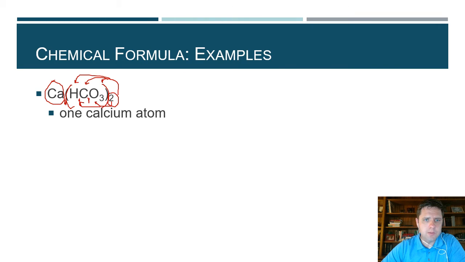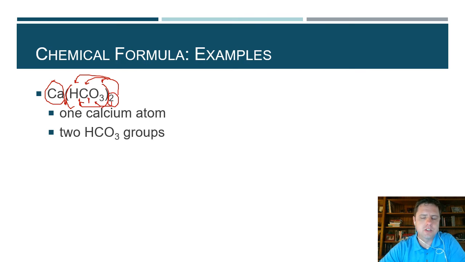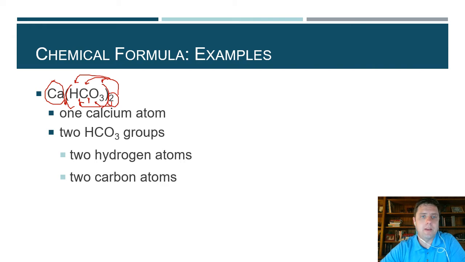So when we do that, we have 2 times 1, and we get 2 HCO3 groups, which means we have 2 hydrogen atoms, 2 carbon atoms, and how many oxygens? If there's already 3 here, and we have a 2 outside of that, right? We have to multiply those together. 3 times 2 is 6. Yeah, 6 oxygen atoms.